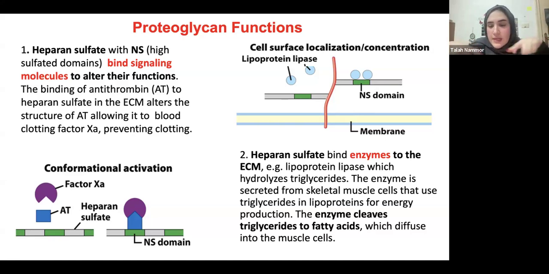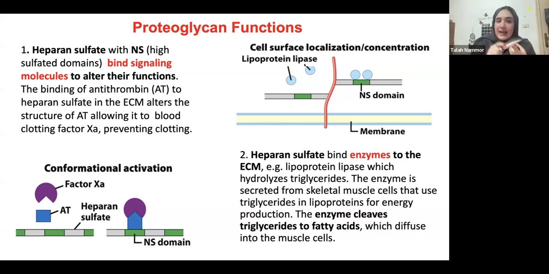So antithrombin is there in the blood all the time, okay? But when it's there in the blood, that doesn't mean it will prevent the formation of a clot by just existing there. No, what happens is it will bind to the heparan sulfate for it to be activated, so it will alter their function. So it will be activated, and now once it's activated, the factor XA will bind to it and it will prevent clotting. Is this clear? You just need to know, heparan sulfate binds signaling molecules to alter their function. That's it.